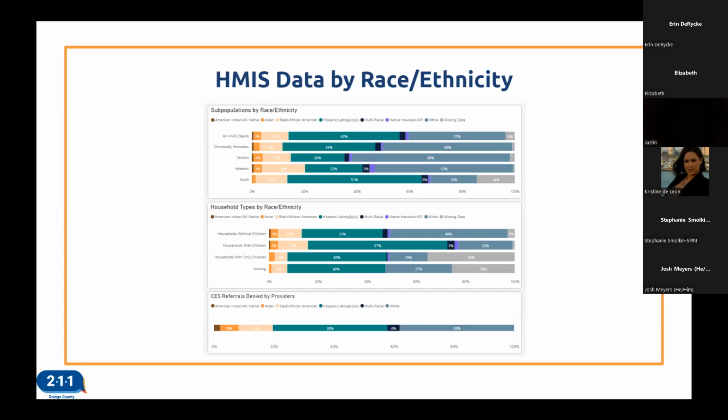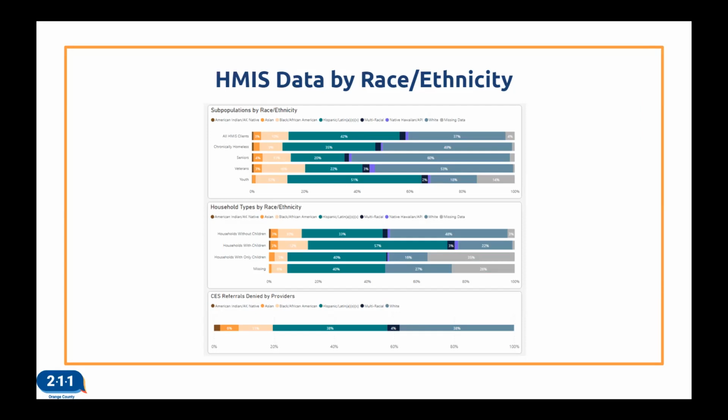And for household type by race and ethnicity, from our data, we can see that Hispanic Latino make up a large portion of the households with children, and White make up a large portion of households without children. And the last chart you'll see is CE referrals denied by provider. The denials by providers are broken down by race and ethnicity as seen in the chart. The main two reasons for denial were client did not show up or call, and lack of eligibility.